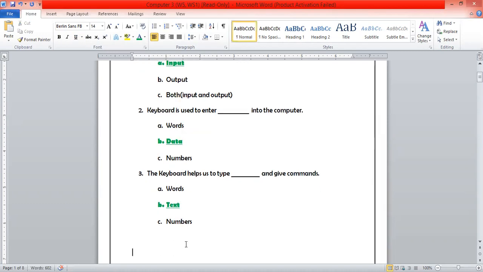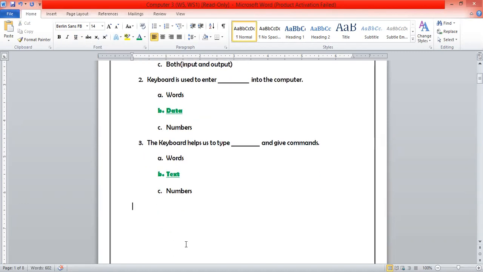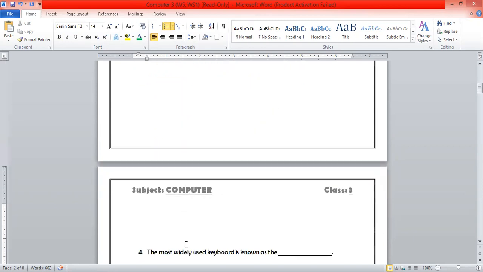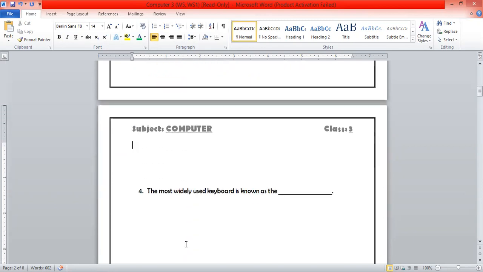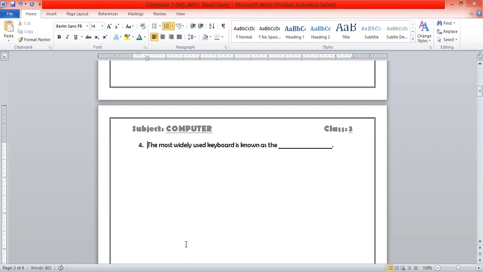Now we are moving towards question number 4. What does question number 4 say? The most widely used keyboard is known as the dash. This one is a difficult one, huh? So only one student gave the correct answer for this one. It's Jihad Al Sayyed only.